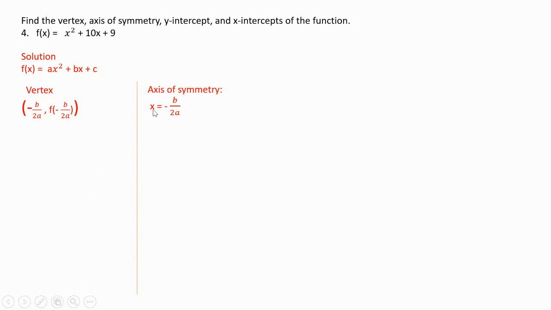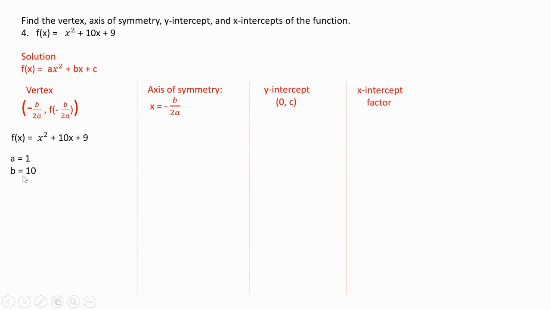Now, the axis of symmetry is x equals negative b over 2a. So once you find the vertex, you also find the axis of symmetry. For the y-intercept, it's very easy to see, because you can observe what the y-intercept is. It's always the constant in every function, so it's 0, c, and the c will be 9. And for the x-intercepts, you have to know how to factor.